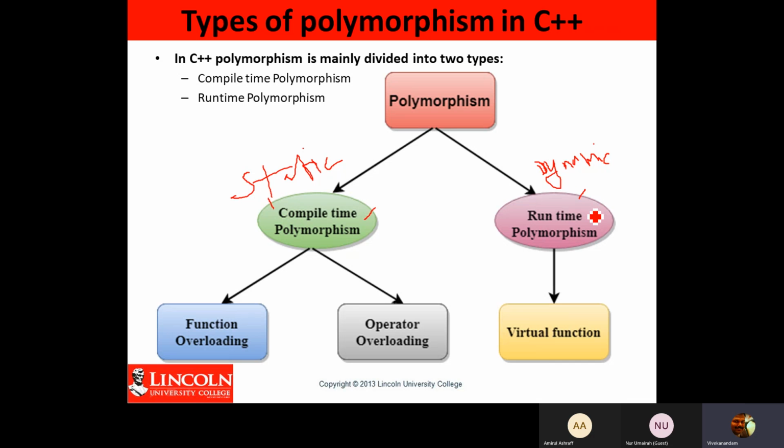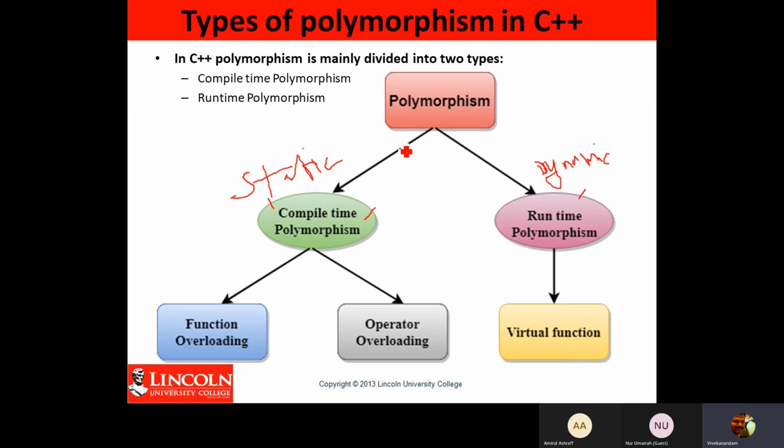This one is called static. Another one is called dynamic, runtime polymorphism. So compile time polymorphism, like static time polymorphism: function overloading, operator overloading. Runtime polymorphism: there is a virtual function. So these are the types.